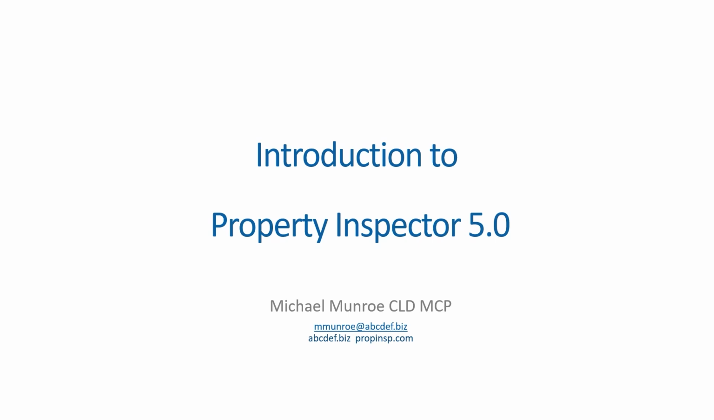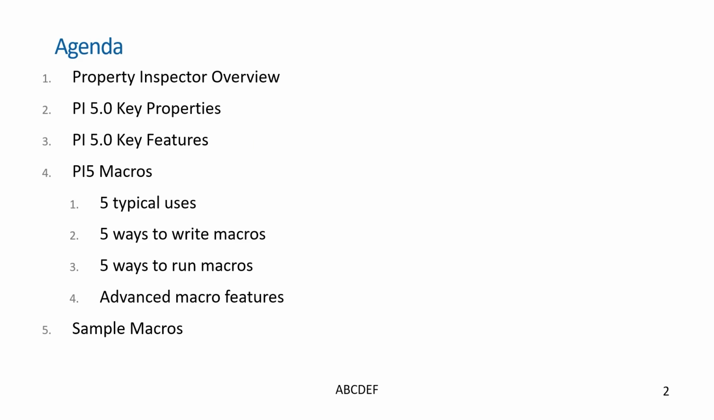This is Michael Monroe with the Better Complete Development Engineering Firm, and this is an introduction to Property Inspector 5, or PI 5. This presentation will start with an overview of the Property Inspector. I'll demonstrate a dozen key properties on a real project, show another dozen key features, and then we'll talk about the Property Inspector macros that automate hundreds of impossible combinations of features.